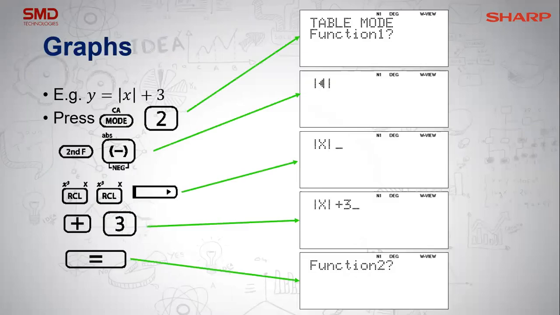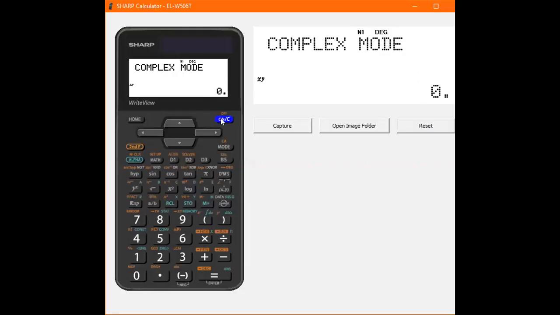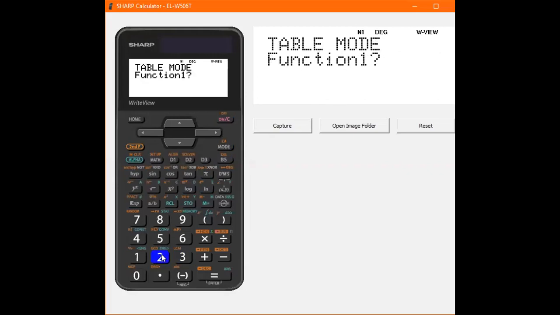Okay, so let's talk graphs. I chose the absolute value graph because it is an AP Maths calculation. We're going to go into our table mode again and type in an absolute graph. To get an absolute graph, you need to press second function and the negative sign. You'll see above it in orange, it says abs. We no longer use the actual sign of the absolute; we write absolute value graph there just to make it easier to find. Then we can type in x, and let's say plus 3, and then equals.